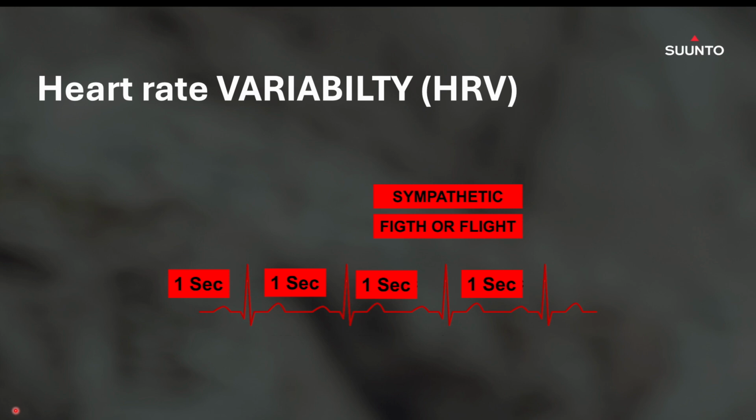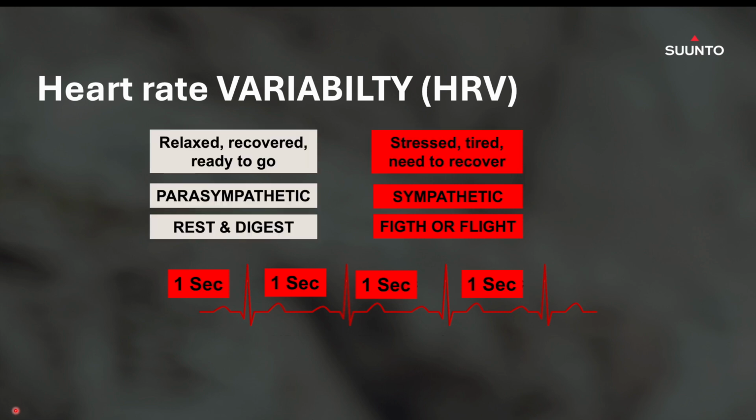It actually starts to be that every beat is every single second. So there's no variability anymore. And the sympathetic nervous system has kicked in, and you are in a stressful situation. In principle, when we are measuring heart rate variability with these two different modes, you can argue that when you are in fight or flight mode, you are stressed, you are tired, you need to recover, or then you are relaxed, recovered, and ready to go. So this is a simple principle of what we mean when we talk about heart rate variability and recovery.